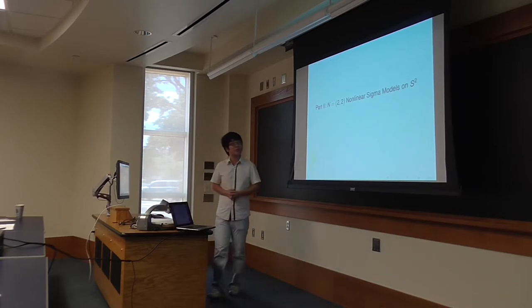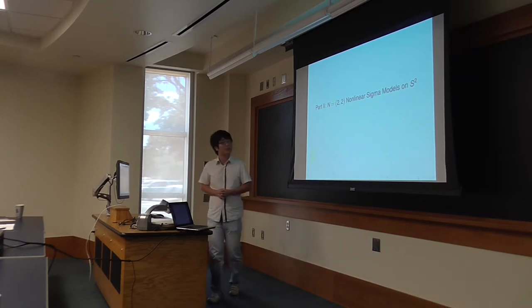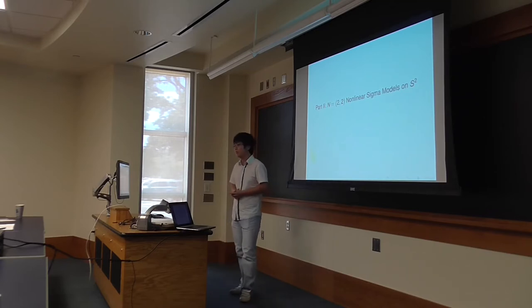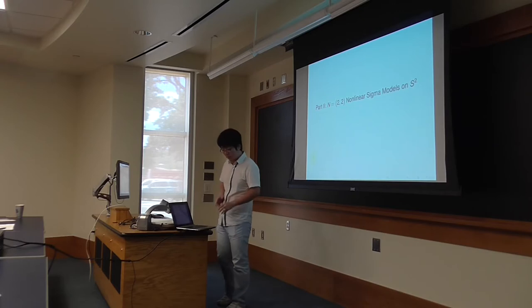Okay, that's the end of part one. Any questions? Okay, let's move on to the second part, which is about a particular fixed background, the two-sphere. It's going to be N equals (2,2), not the same as the one on the two-sphere.